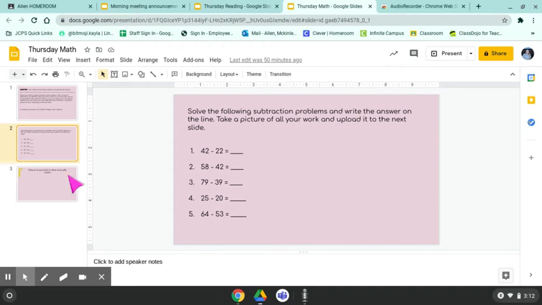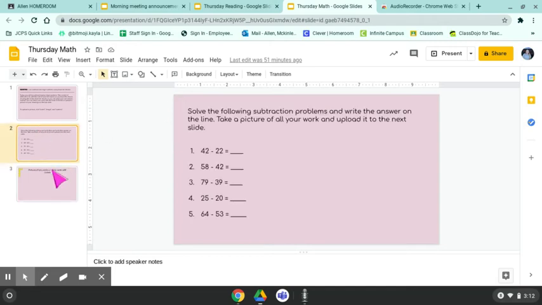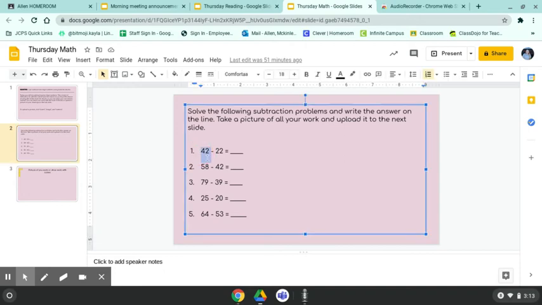42 minus 22. If you would like, you can draw your base 10 blocks on a piece of paper and do it this way, or you can use these blocks and do it this way as well. So 42 minus 22. The first step when you are subtracting two-digit numbers is to look at the very first number. My very first number in this problem is 42. We're not even going to look at that 22 yet. We're just going to look at the 42.